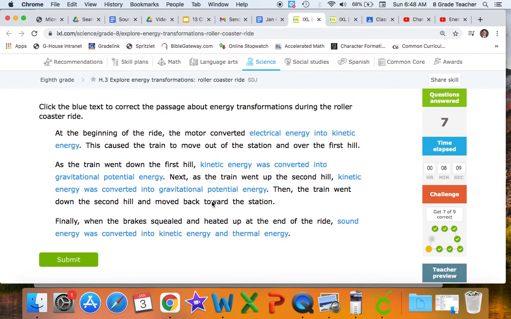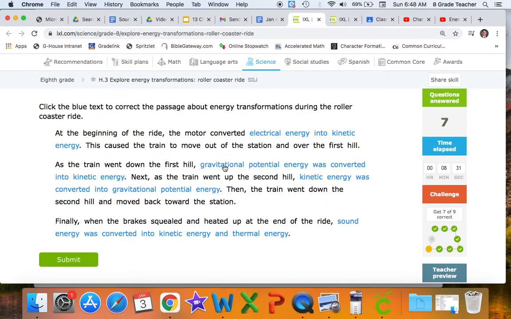Click the blue text to correct the passage about energy transformations during the roller coaster ride. At the beginning of the ride, the motor converted electrical energy into kinetic energy. Kinetic energy into electrical energy? No, electrical energy into kinetic energy. That's good. This caused the train to move out of the station and over the first hill. As the train went down the first hill, kinetic energy was converted into gravitational energy. We want to put that in the other order, because it went up that hill, creating potential energy, which was converted into kinetic energy as it went down.